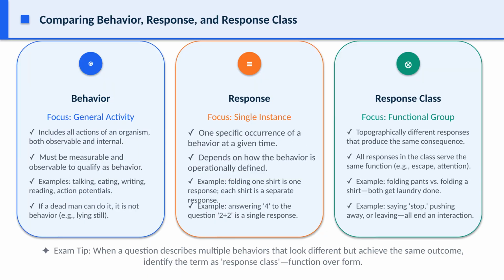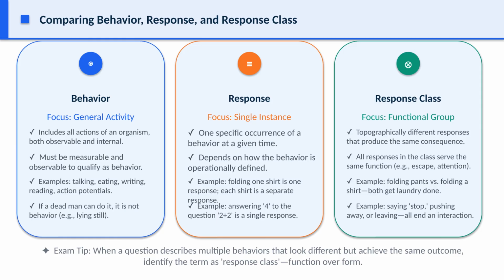On this slide, we're clarifying 3 foundational terms that often appear on the BCBA exam: behavior, response, and response class. Behavior includes any action of an organism, observable or internal, that can be measured, like talking or reading, and the dead man test reminds us that if a dead man can do it, it's not behavior. A response is a single instance of that behavior at a specific time, such as folding one shirt or answering a math problem.